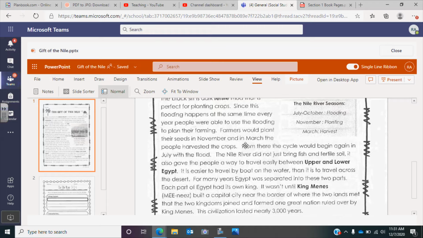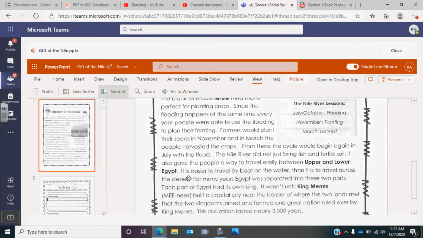From there, the cycle would begin again in July with the flood. The Nile River did not just bring fish and fertile soil. It also gave the people a way to travel easily between Upper and Lower Egypt. It is easier to travel by boat on the water than it is to travel across the desert. The desert is hot, it's hard on the animals carrying the items, it's hard on the people. So it'd be much easier to travel by boat on the water than to travel across the desert.